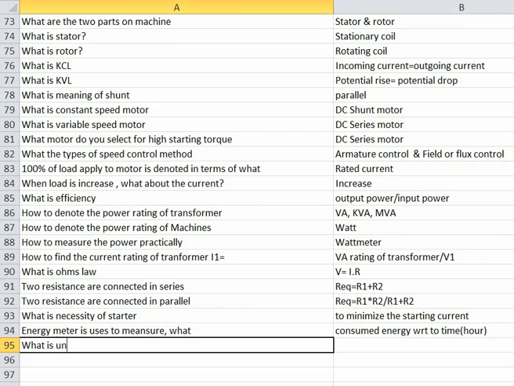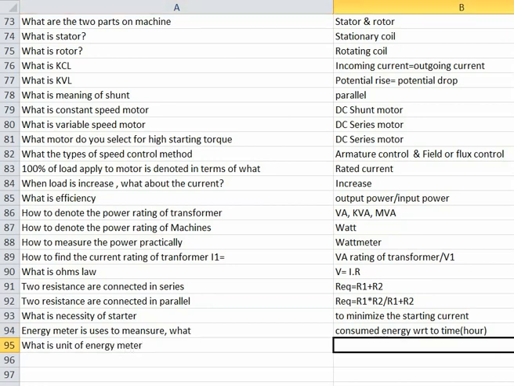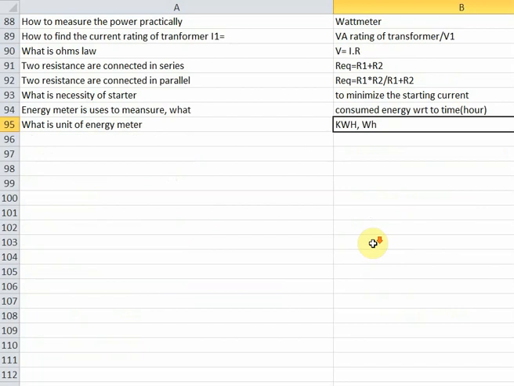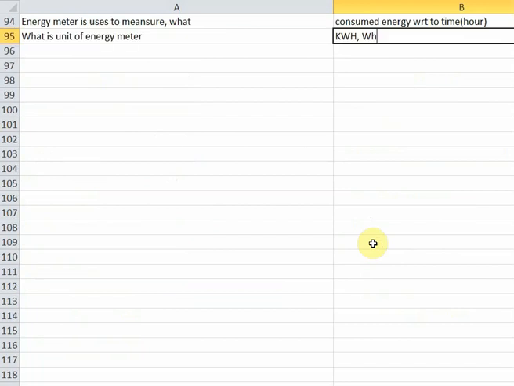What is the unit of an energy meter? Watt hour, kilowatt hour. Yes, kilowatt hours. For small ratings it will be watt hour. Okay.